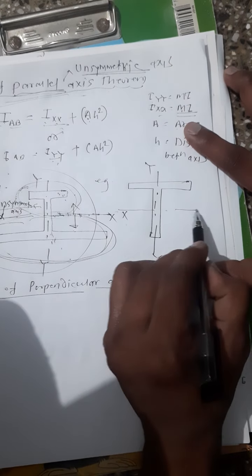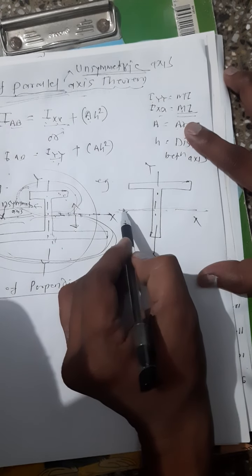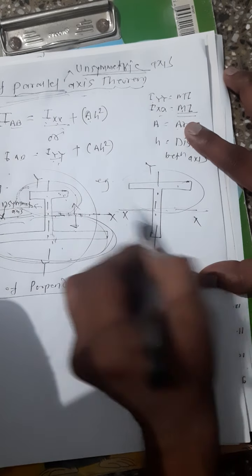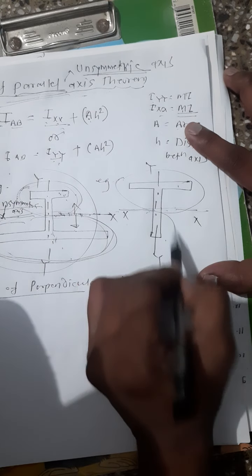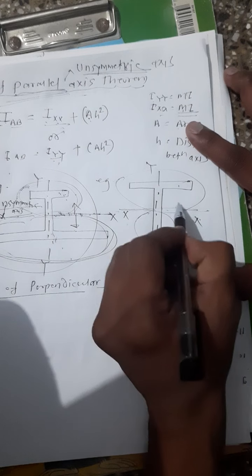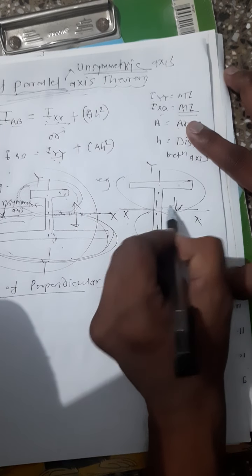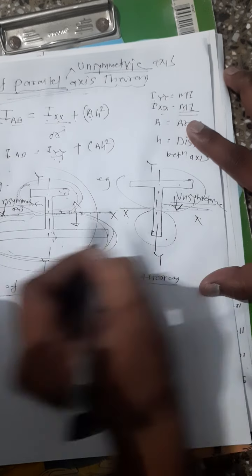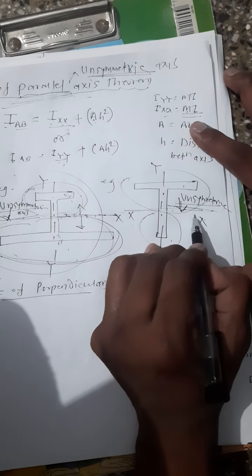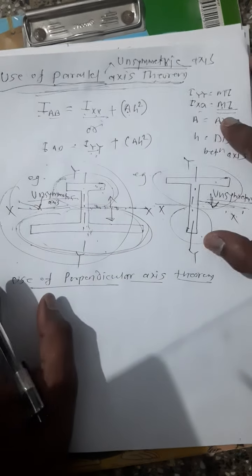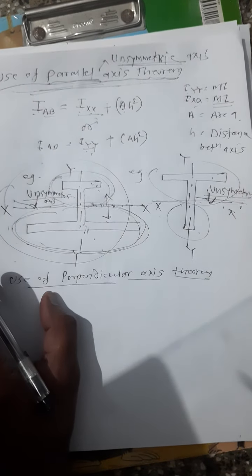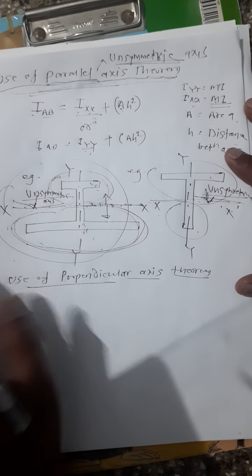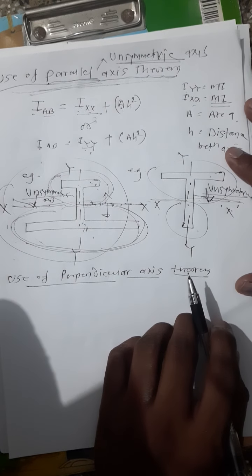In the second figure we have this x-axis. Above the x-axis there are some different dimensions, and below this x-axis there are different dimensions. So that means this axis becomes unsymmetric, an imbalance axis. So an unsymmetric or imbalance axis means you have to use the parallel axis theorem to solve this kind of problem.